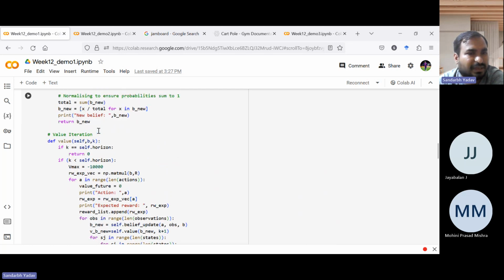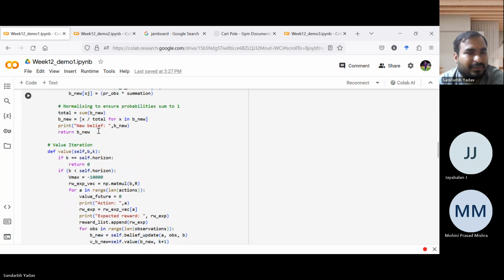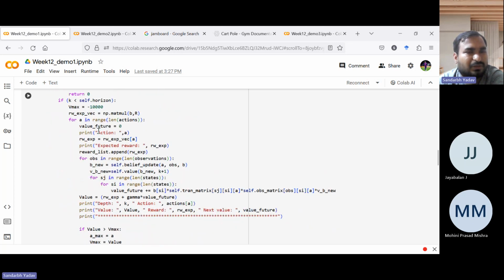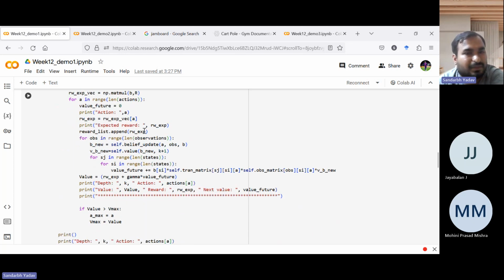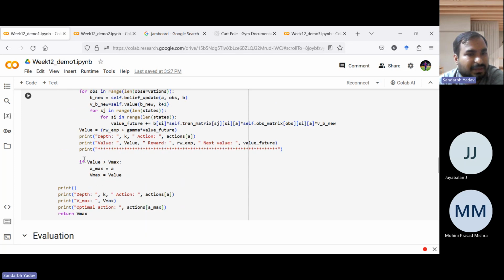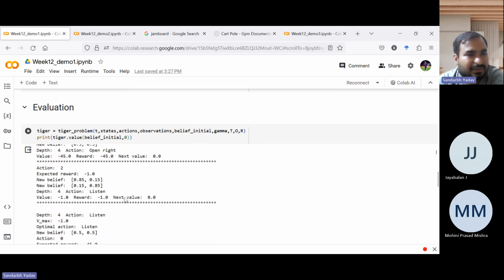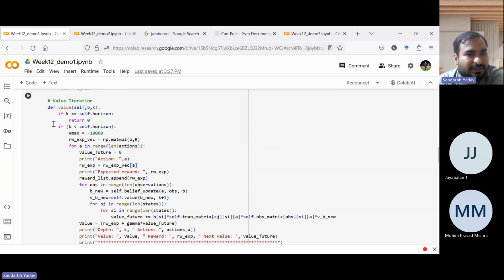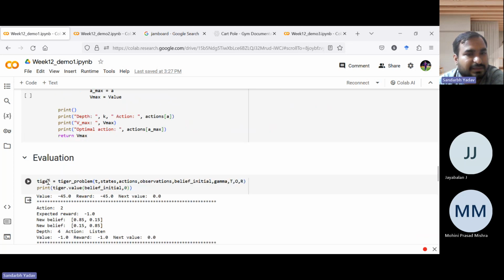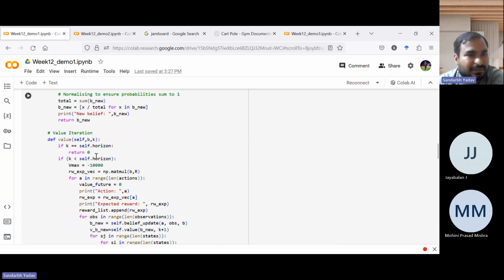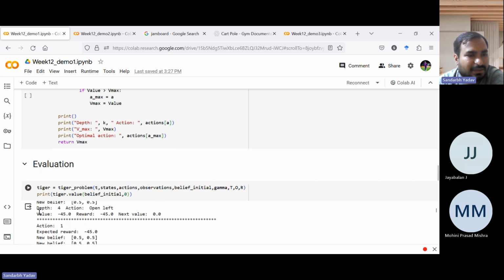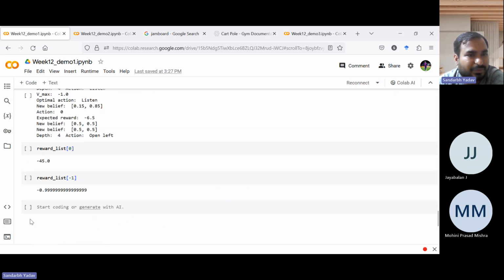And this is the usual value iteration algorithm. You could have used policy iteration also, and you can apply that. The only difference is that the belief will come in here. So this is the usual value iteration, and then we are printing it. This was only the definition. Here we have made an instance of it and passed these parameters. This will initialize everything, and then you are calling this value function. Once that is called, all these outputs will be printed, and in the end I'll show you.